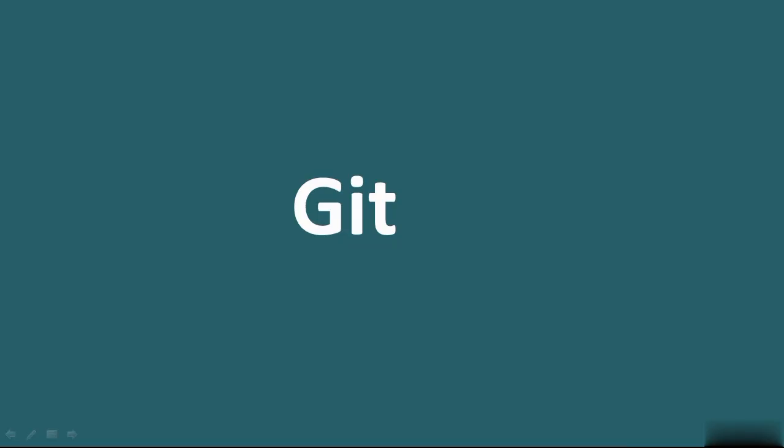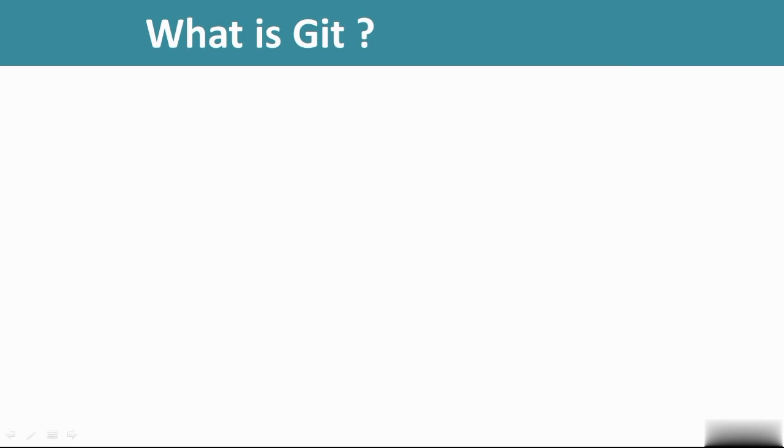In this lecture, I'll be giving you a brief description of what Git is. What is Git? Git is a free and open source version control system. What is a version control system? A version control system is a system that records changes to a file or a set of files. It does this over time so that you can recall or revert to specific versions later if you need to.